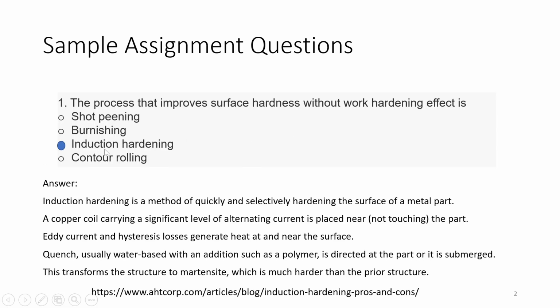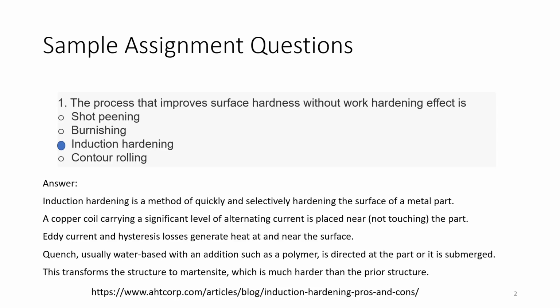In case of induction hardening, you will be using induction to increase heating in the surface area. So in your surface there will be heating, and when you quench there will be formation of martensite. So formation of martensite won't be using work hardening effect. Induction hardening is a method of quickly and selectively hardening the surface of a metal part. A copper coil carrying a significant level of alternating current is placed near, but does not touch, the part. Eddy current and hysteresis losses generate heat near the surface.